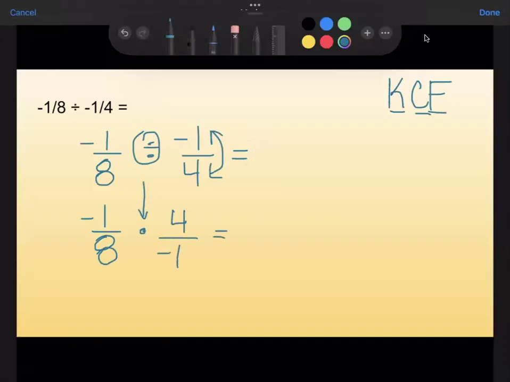Okay, now I'm going to multiply the numerators. So negative 1 times 4 is negative 4. And multiply the denominators. So 8 times negative 1 is negative 8. Now, a negative divided by a negative is a positive. So we can actually simplify this by getting rid of those negatives and having positive 4 over 8. We can also simplify that down to 1/2. So the final most simplified answer to this would be 1/2.